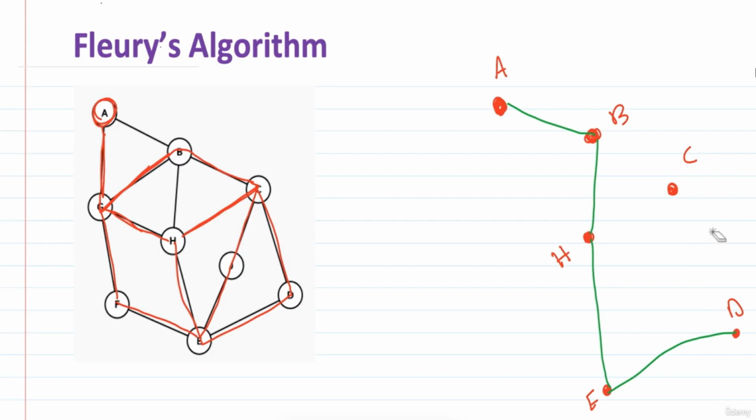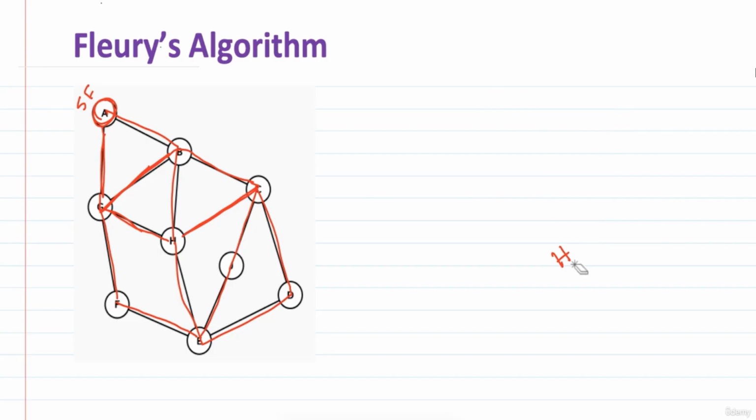As you can see, by going like that, the graph will not be disconnected. And then eventually I'm gonna go to my starting point, which is A. So I started right here and then I finished right here. And if I delete these edges and vertices, right here I have an Euler circuit. Okay? So that is basically how Fleury's algorithm works.